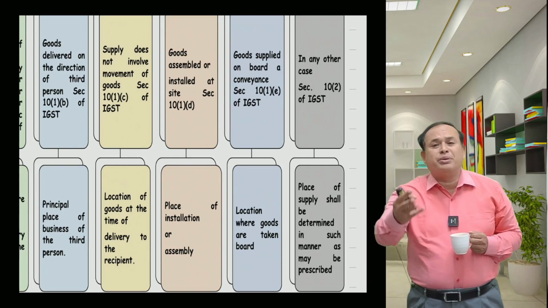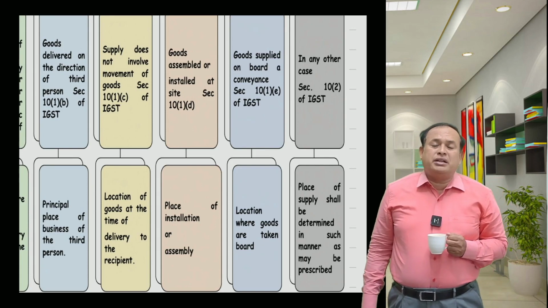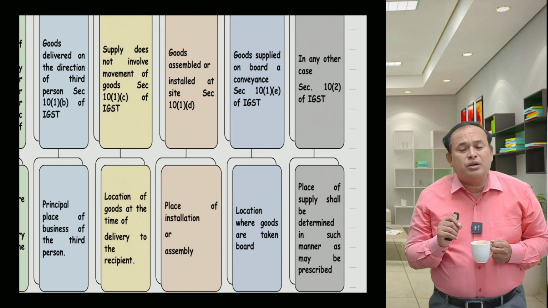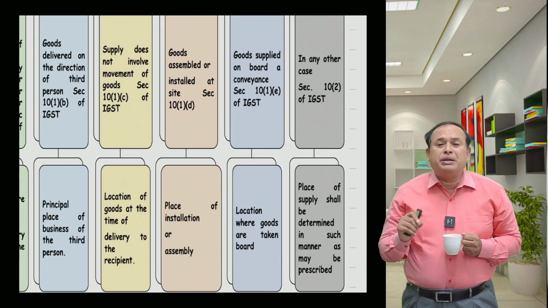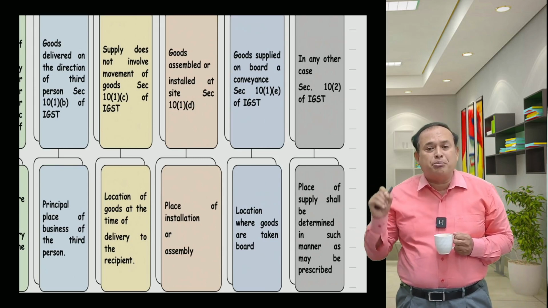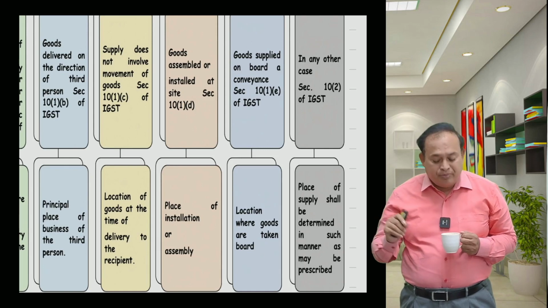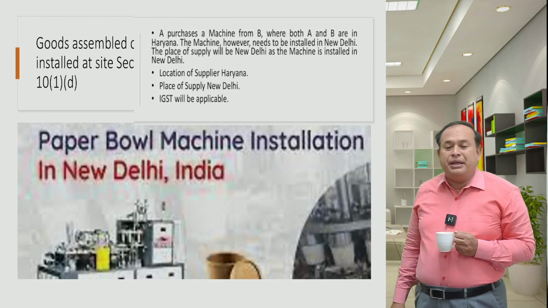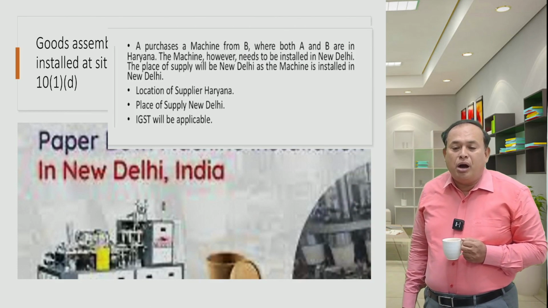Where the installation is taking place, the supply is taking place. Under Section 10.1D, where the supply of goods involves assembling or installation, the place of supply goes to where the assembling has been completed or the installation has been done. In that regard, I am bringing to your notice one example on the top. A purchases a machine from B, where both A and B are in Haryana.